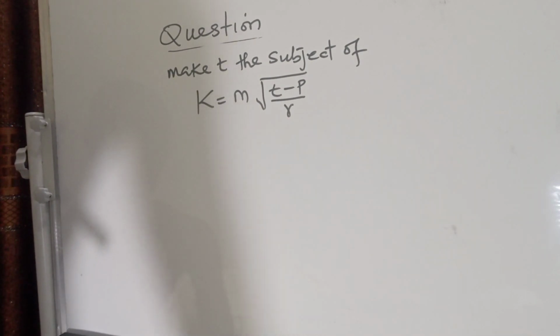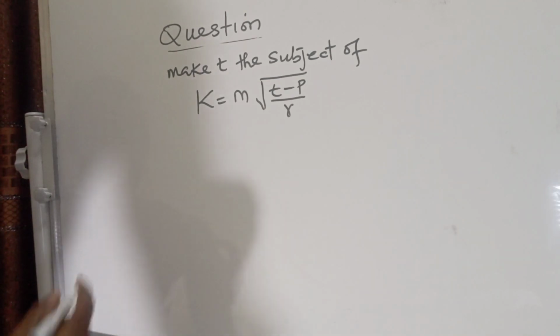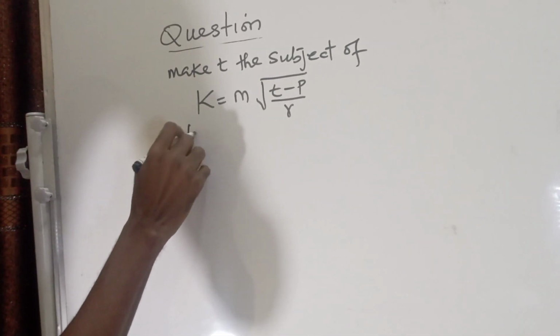Today we have a problem on the board that says make T the subject of the equation K equals M plus square root of T minus P, divided by R. So we are going to solve this step by step.